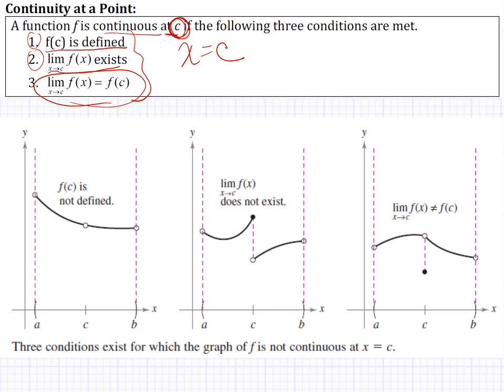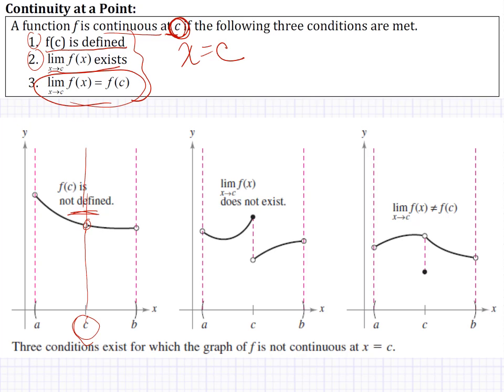If you look at the first one, this c value is a discontinuity, a break, a hole in the graph, simply because the function is not defined at c. There is no y value associated with this x value. When I look at this straight up and down, there's not a single y value that's associated with this x value. This is a hole. There's no other y value anywhere else. So this is a break in the graph because of that.